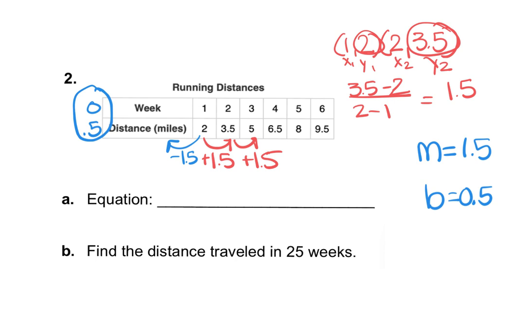So we'd have y is equal to our slope, which is 1.5, gets the variable because it's for every week, plus 0.5.